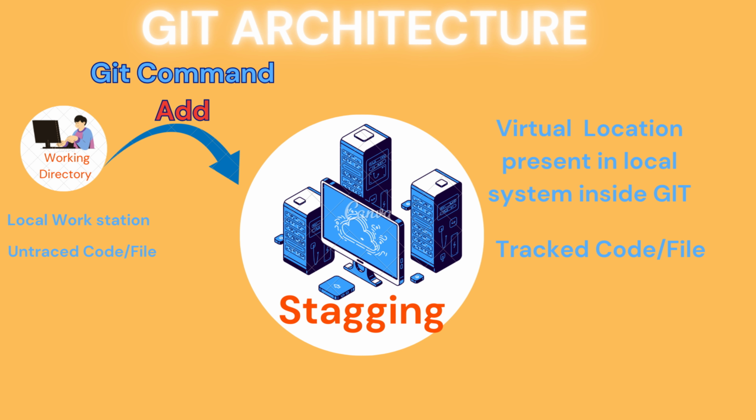Just imagine, when we use this git add command, the file moves from the working directory to the staging area. Once it is moved to the staging area, the untracked file gets changed into a tracked file. This is the main importance of the staging area.